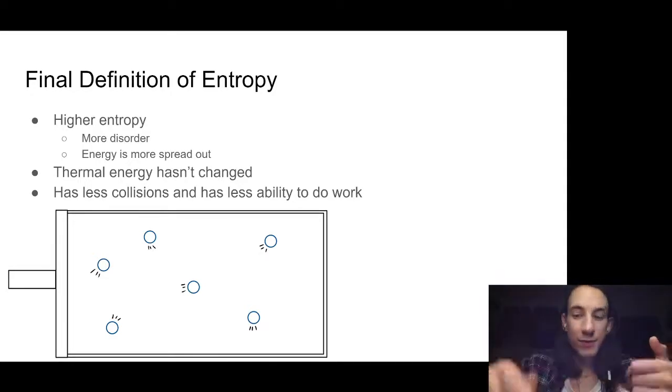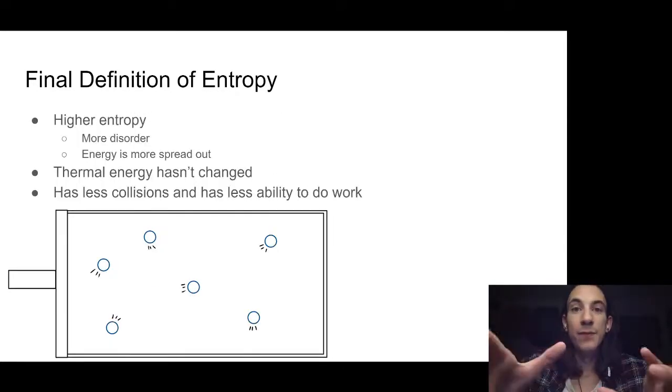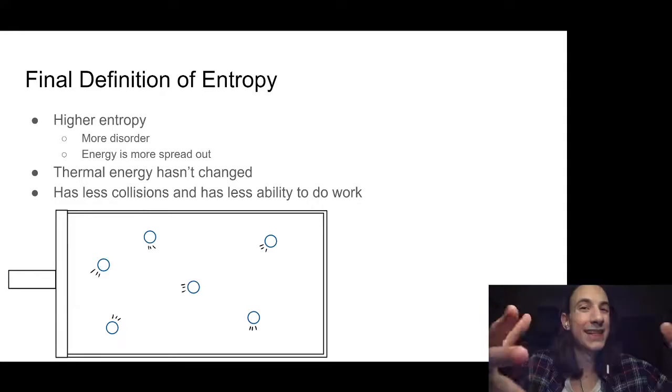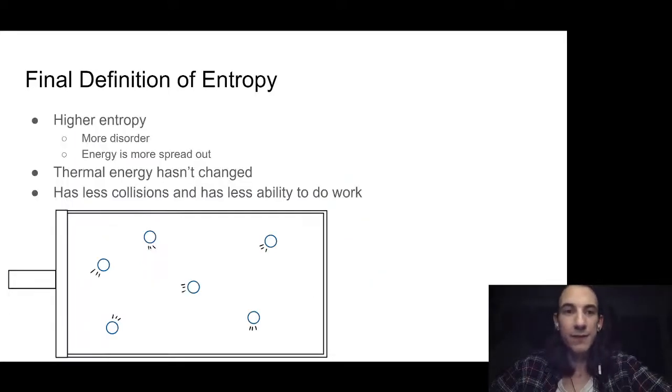It's weird, but we said entropy is the unavailability of some systems to do work. This one becomes more unavailable to do work. So I think that's the weirdest definition. I don't really think that one showed up too much. So that's our three definitions.